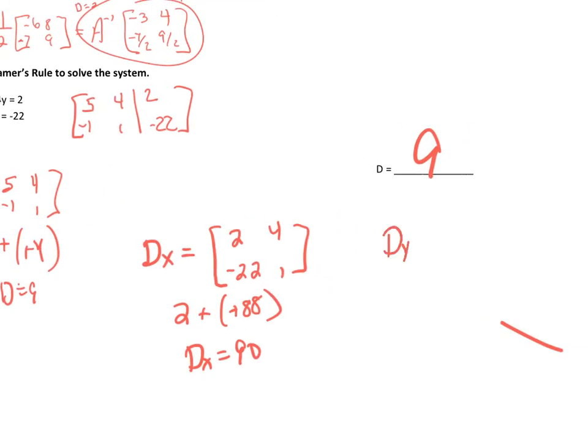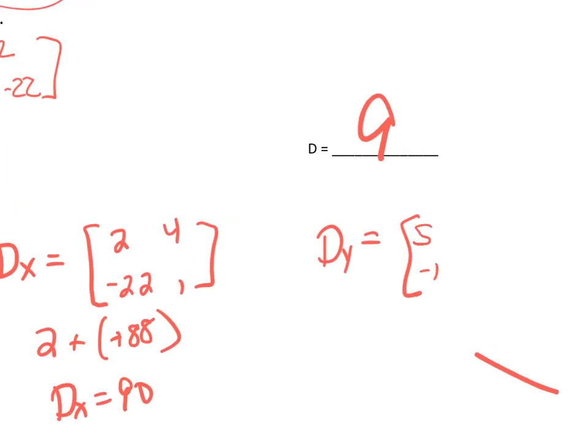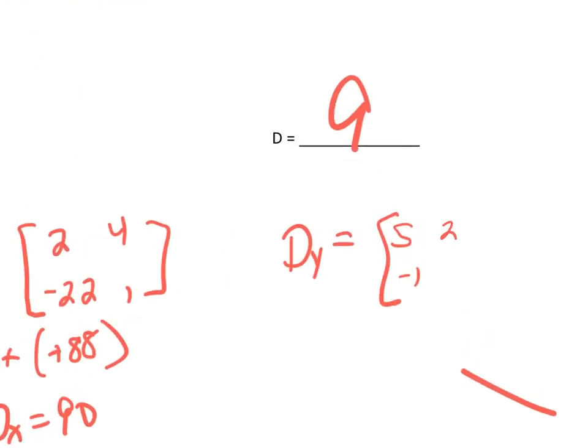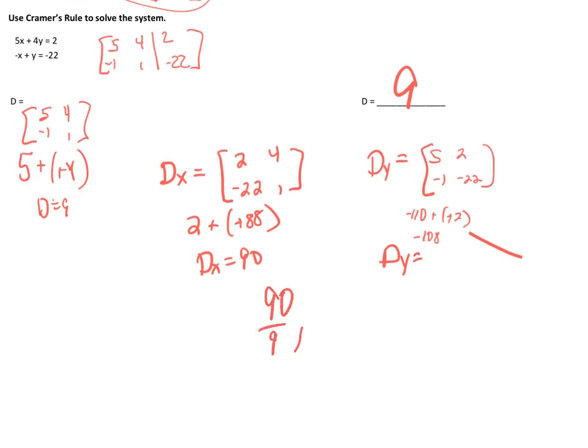And then for D sub y, I'm going to use my x coefficients, which are 5, negative 1. And my answers, which are 2 and negative 22. So my majors, 5 times negative 22, it's going to be negative 110 minus 2. So I have actually negative 110 plus 2 gives me negative 108. So D sub y equals negative 108. So I'm going to take 90 divided by 9, comma, negative 108 divided by 9, and my ordered pair is 10, comma, negative 12.